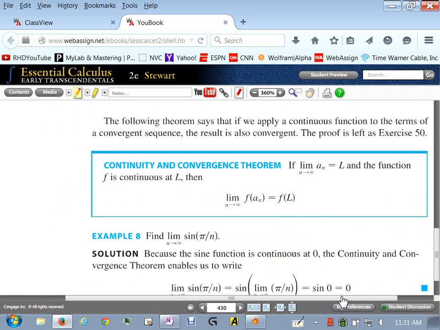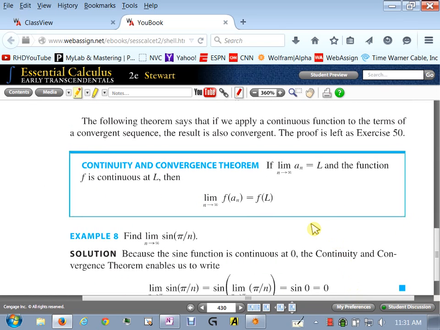Here it is. Continuity and convergence theorem. If the limit as n goes to infinity of a sub n equals L, right? So let's say we have a convergent sequence, right? That's what this means. If it's true that it's convergent and f is continuous at L, then the limit as n goes to infinity of the function evaluated at the sequence is equal to the function's value at L. What the hell is that?